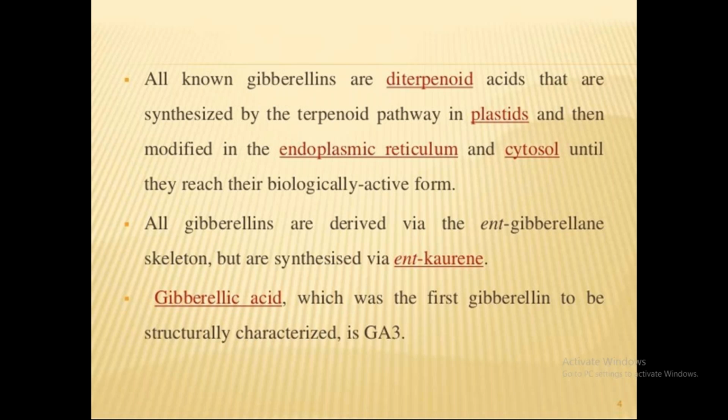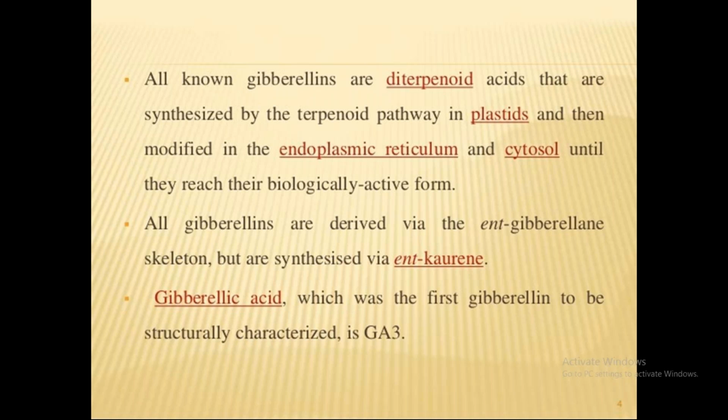The name of the fungus was Fusarium fusicoi. It is also called the Bakanae disease. Bakanae disease is the disease in which the growth of the plant is increasing. There is a drastic increase in the height of the plant.